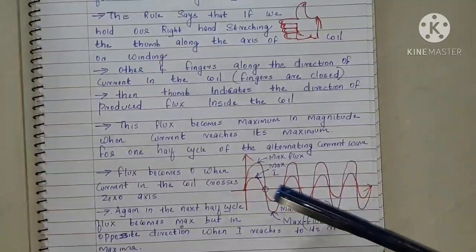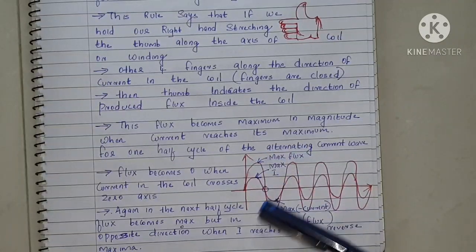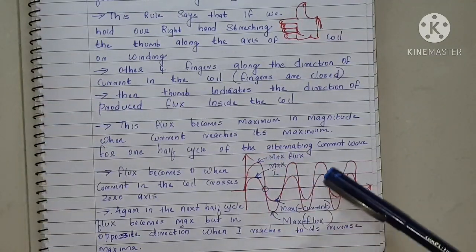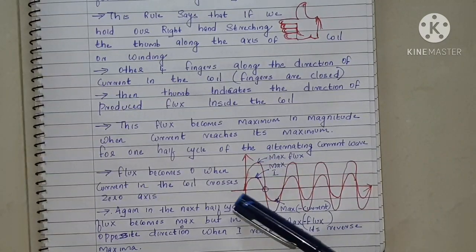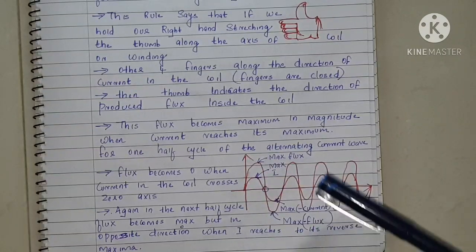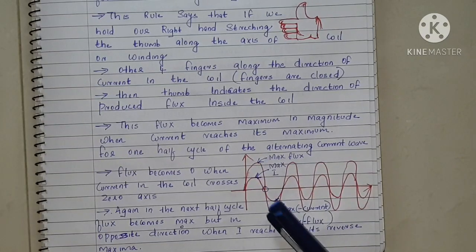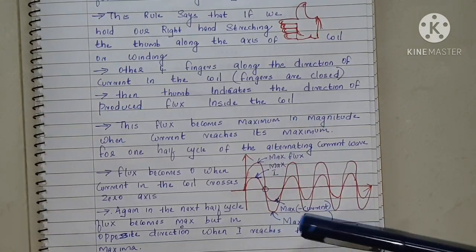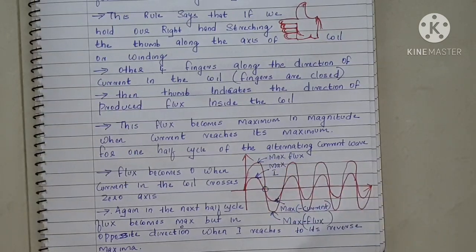And this flux becomes maximum. The first wave is showing maximum flux and the second one showing the waveform of a current. Flux becomes maximum in magnitude when current reaches its maximum for half cycle of the alternating current wave, and flux becomes zero when current in the coil crosses zero axis. Again in the next half cycle, flux becomes maximum but in opposite direction when current reaches its reverse maximum.